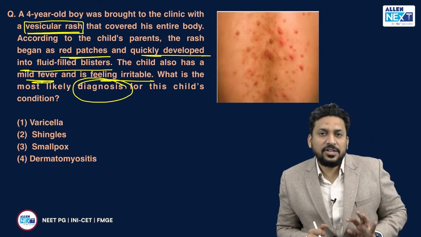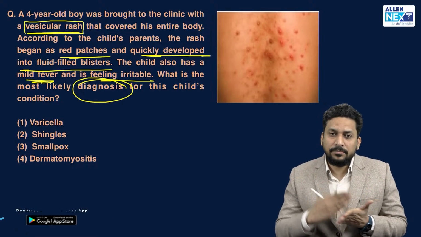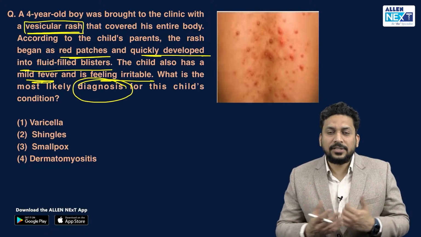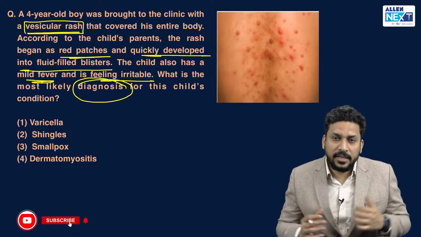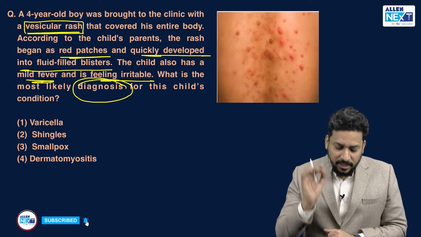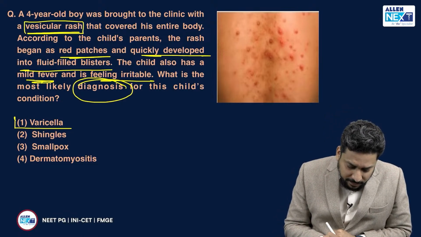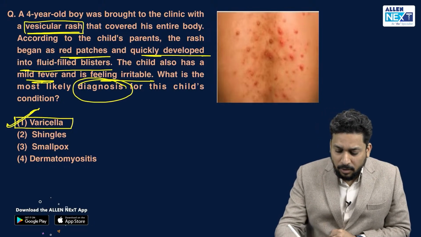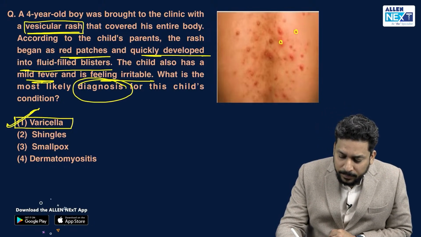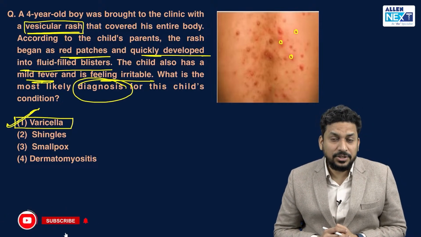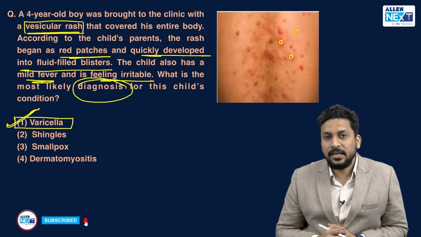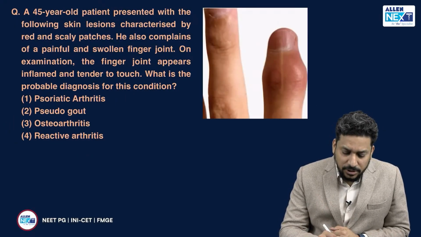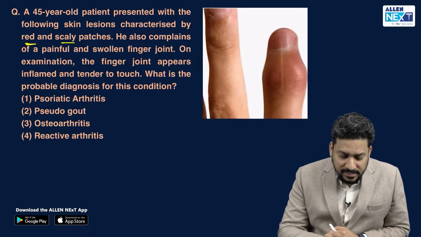So in this child's condition, you can see that the patient had fever, malaise, irritability, and now he's developing a rash, and followed by the rash, there are vesicles involving the whole body. All these are suggestive of chicken pox, that is caused by varicella zoster virus. So varicella or chicken pox is the answer here. All these lesions have a reddish halo around them, and these are vesicular lesions, fluid-filled lesions, which are seen in chicken pox. A 45-year-old patient presented with the following skin lesions characterized by red scaly patches.